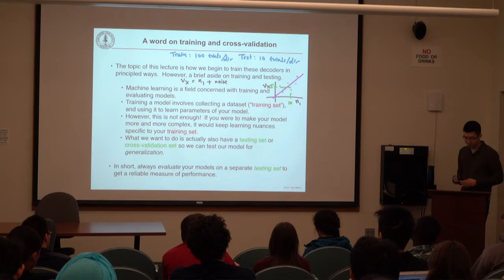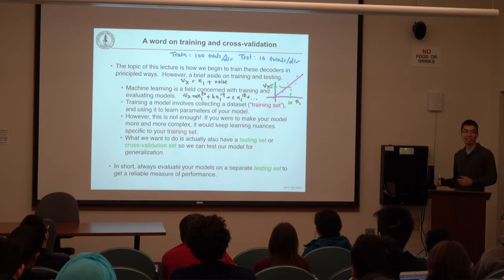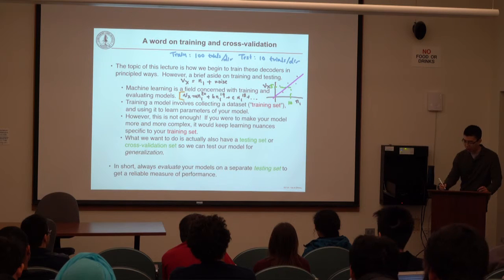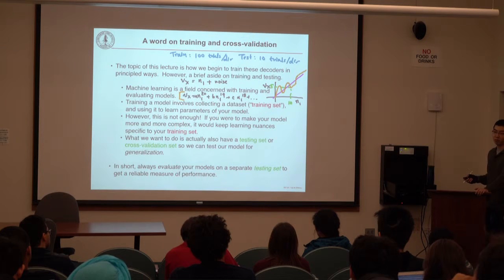And so what we could have done is made this model more complicated. We could have said that Vx is equal to a times n1 to the 20, plus b times n1 to the 19, plus c times n1 to the 18, some very nonlinear, very complex model. And if we were to fit this model right here, we might get a line that looks like this. And this would have 0 training error because this model passes through every single one of our training points.